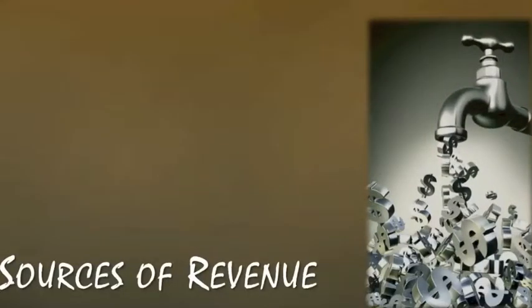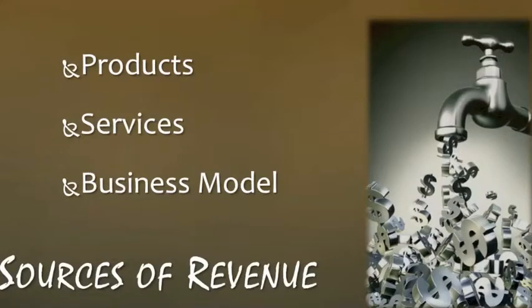We want to look at a little bit more detail for each of these. So for sources of revenue, you're going to be selling products. You may be offering services or vice versa. And you're going to have a particular business model. You want to be able to describe each of those in detail and why what you're offering to the public is going to be in demand.